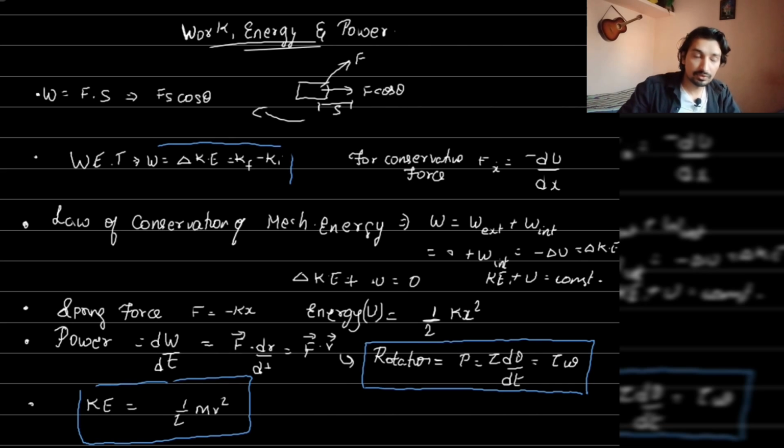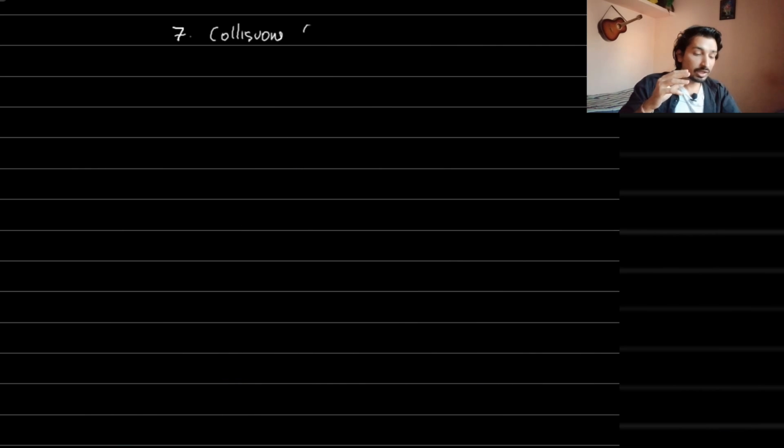So you can see this is it: work, energy and power. Then you have collisions and center of mass. So what is center of mass? How do you find the center of mass of an object? I told you center of mass means where the entire mass of an object can be assumed to be concentrated.